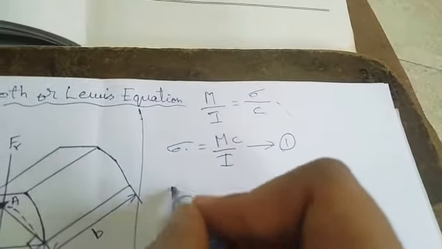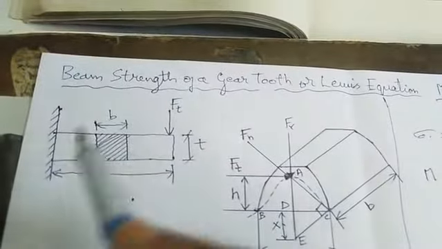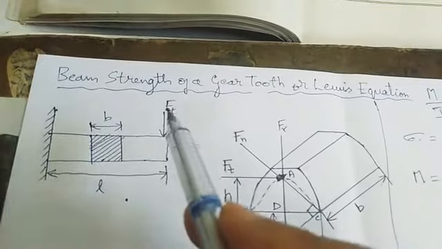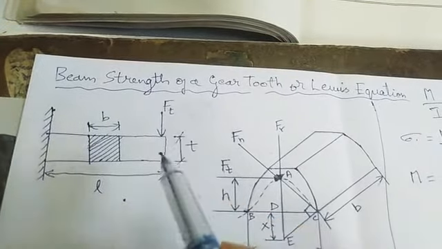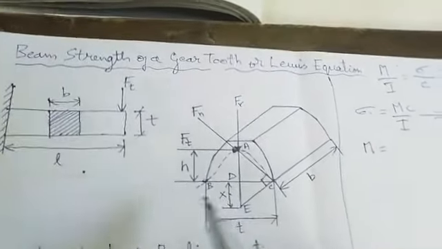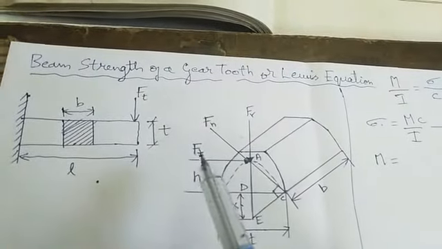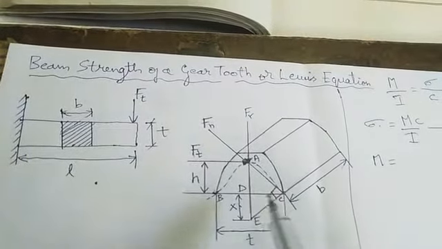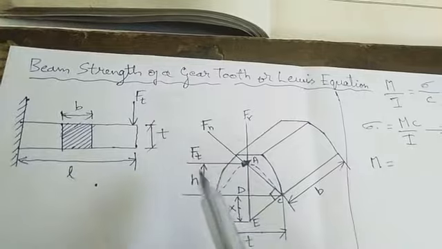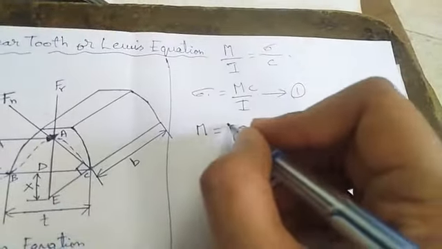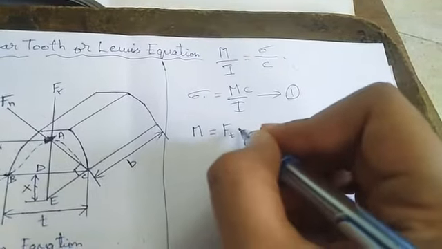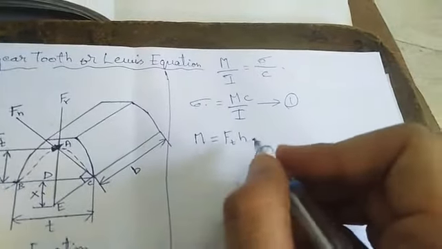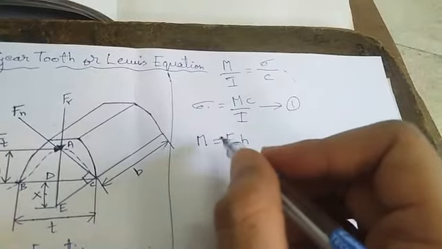So we shall write for M. Considering the figure, bending moment M is equal to force acting into the distance. So we have to consider here Ft. This is the fixed end, and this is the free end, so M is Ft into h. So this is the bending moment.